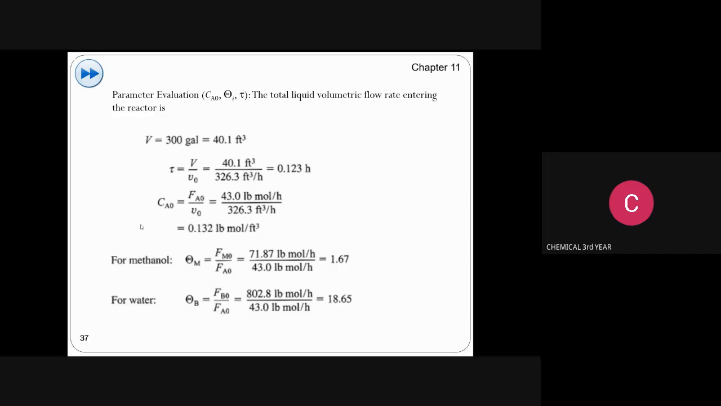Before that, we have to calculate the concentration value of the initial. In the initial concentration, the formula is Fa naught divided by Va naught, equal to 43.0 pound moles per hour, divided by small v naught, which is commonly known as 3.26 feet cube per hour. The result is equal to 0.132 pound moles per feet cube.